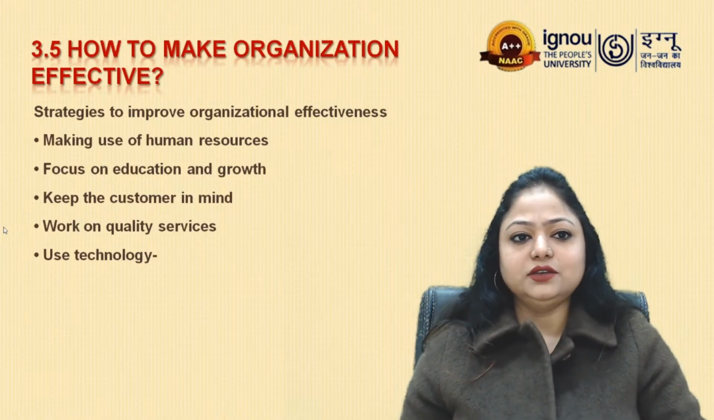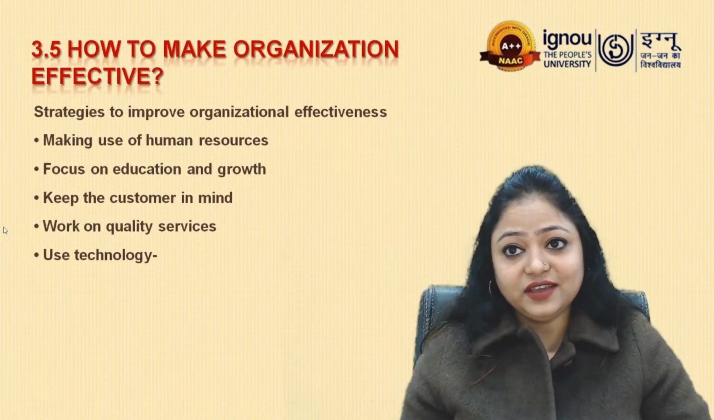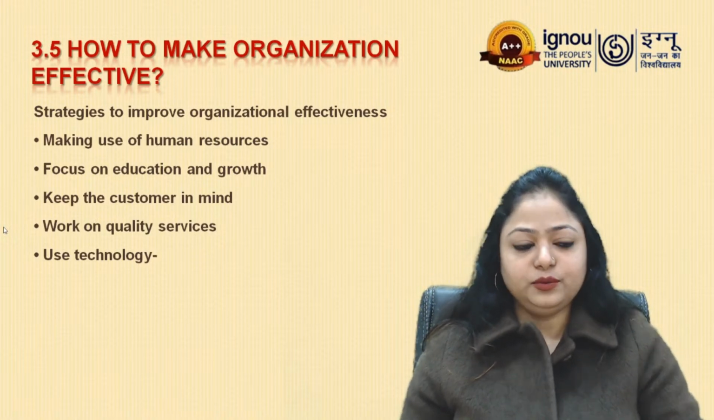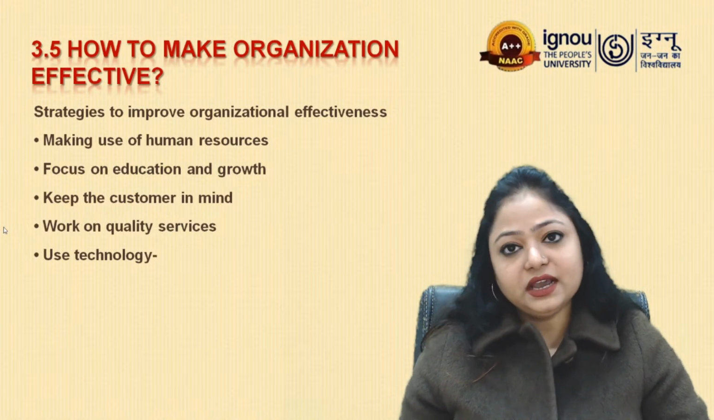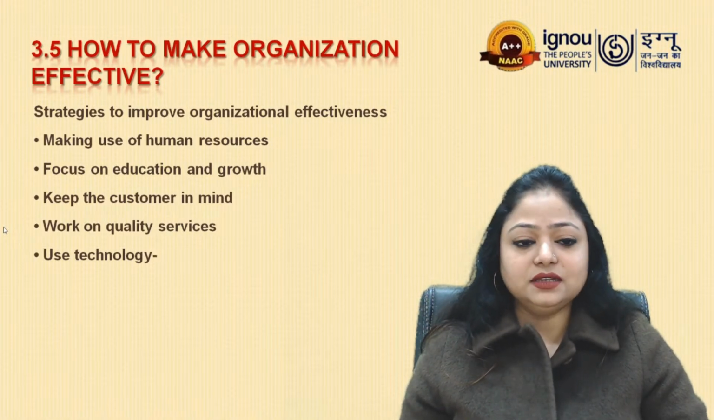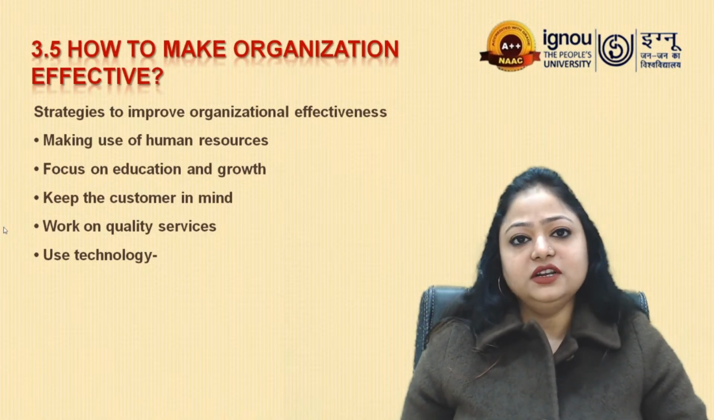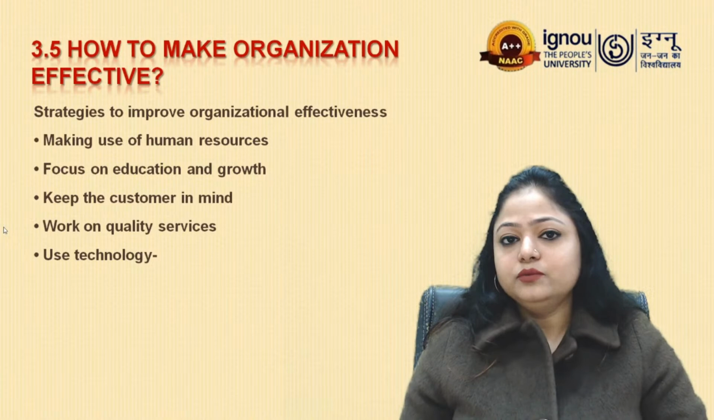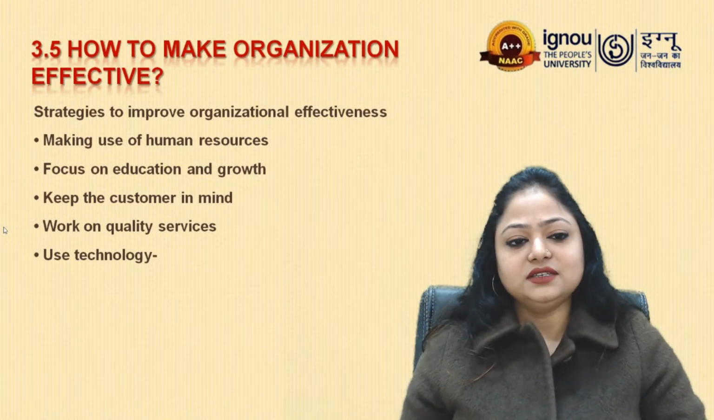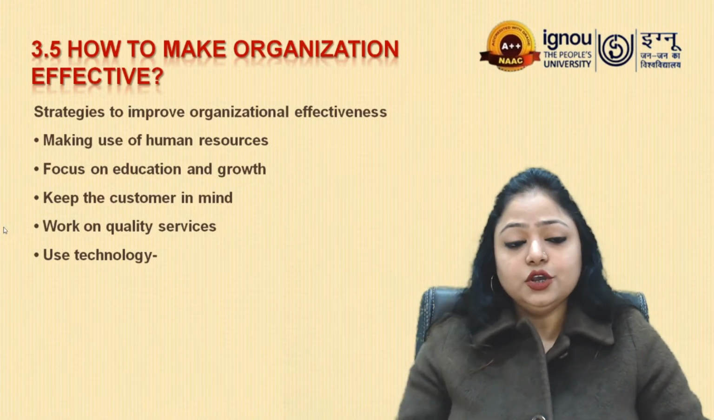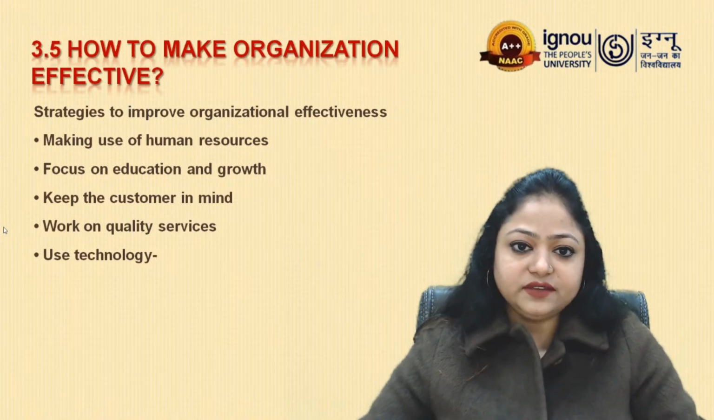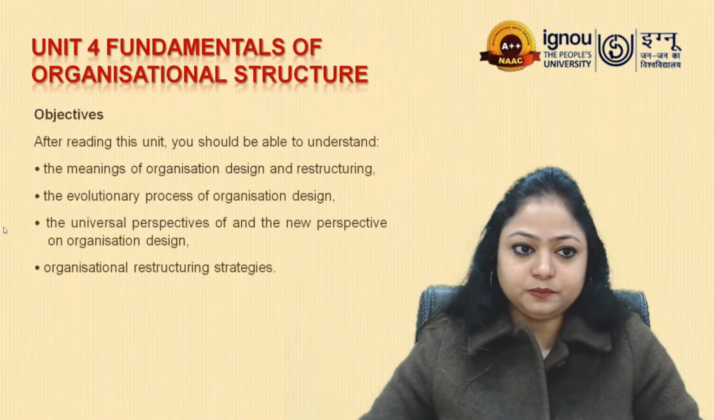Then, how to make organizations effective in a strategic manner? Other strategies to help an organization achieve effectiveness are making use of human resources, focusing on education and growth, keeping the customers in mind while planning other activities and various other strategies, working on the quality of services, and proper utilization of advanced or better technology. So these are the other strategies which will help organizations reach an effective position in the market.